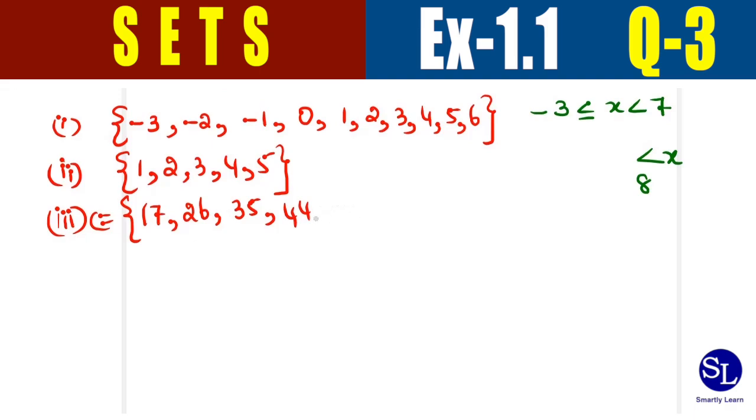Now let's do the reverse digits. 44, there is no point because sets don't have duplicate elements. But for 35, I can reverse it and write 53, 62 and 71. Then there is also 80, because 8 plus 0 is 8. So set C has these as elements.